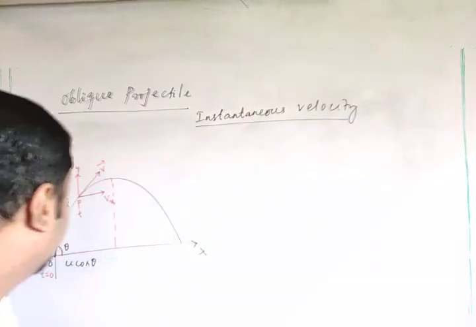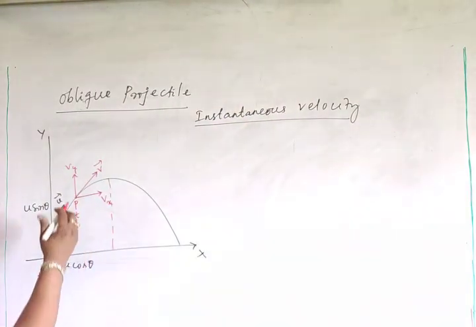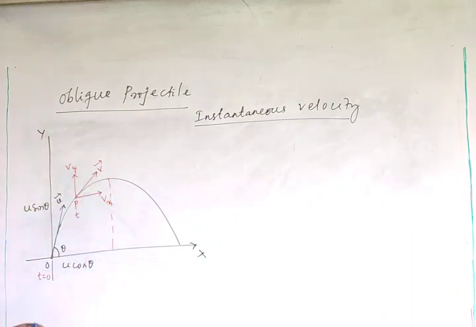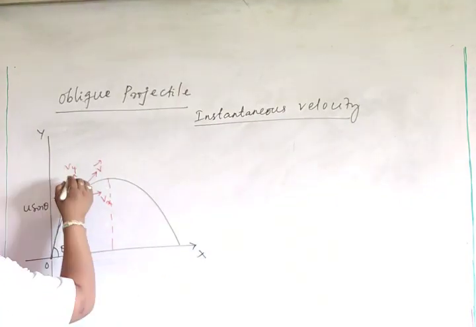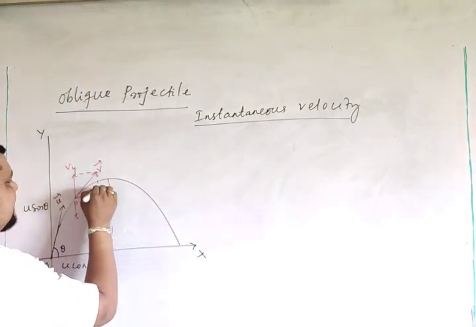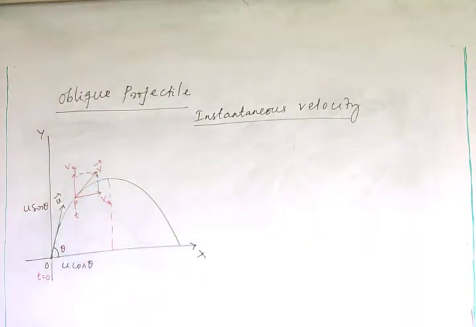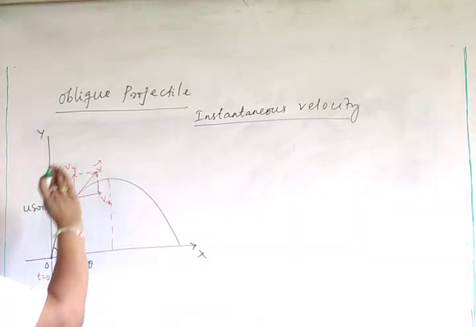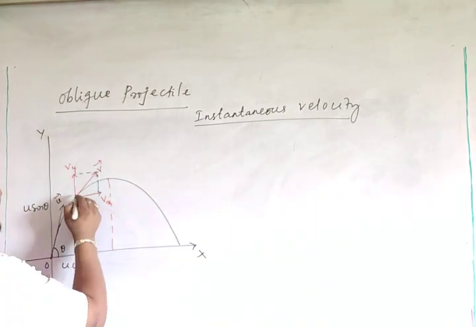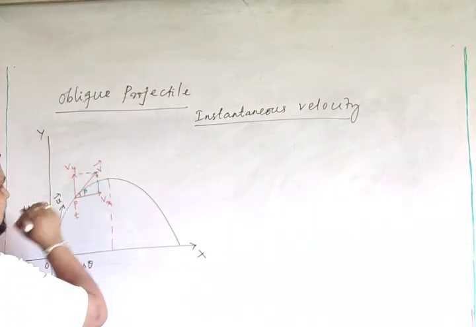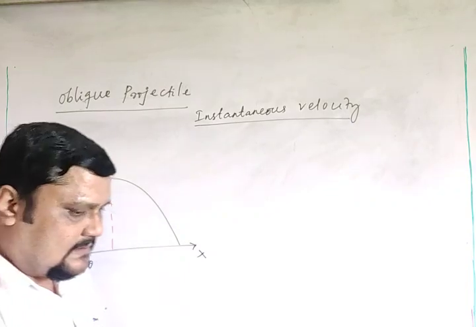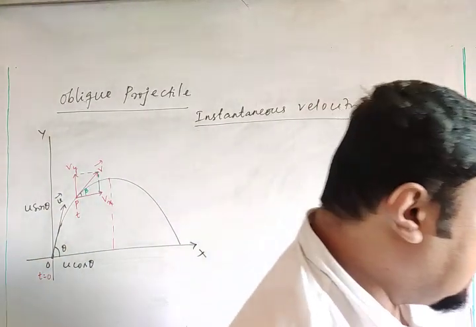How to calculate it? As we know, let us consider this a parallelogram, right? And let this v be the velocity. I will find the expression for this v, and let this v make an angle beta with the x component of that velocity, right?